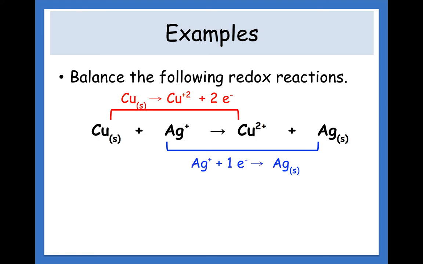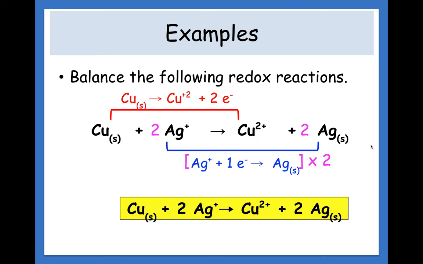Now you'll notice the electrons here. You have 1 electron and you have 2 electrons. So we need to make this one a 2. We need to turn this into 2 electrons. So we're going to multiply the whole thing by 2. And so that means that we are going to have 2 silvers, 2 silver pluses, and 2 silvers here. Okay, so now it is all balanced by mass and charge. Okie dokie.